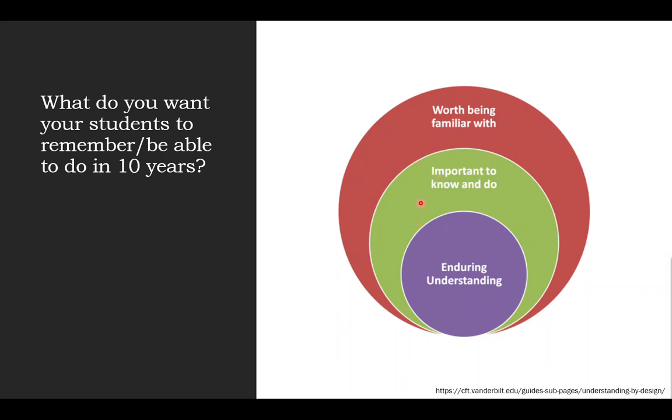You probably also have some things that are important to know and do. So things that I can do even if I don't remember all the specific facts, that might be here. And then I might have some enduring understanding. So I might have some enduring understanding about what caused the Civil War, or what were the dynamics behind what started World War II. I'm not a historian, but those might be some enduring understanding ideas that are going to help me in society. They're going to help me interpret the world around me.